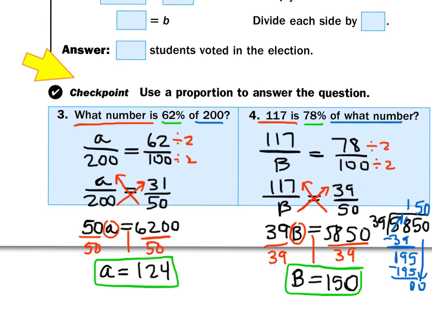So B times 39 gives you 39B, bring down the equal sign. 50 times 117 gives you 5,850, and then circle the B, bring down the wall, divide both sides by 39, so you get B equals, and then I showed you my work over here, 150.